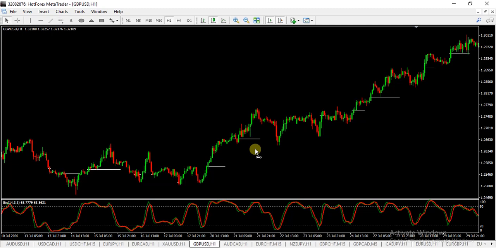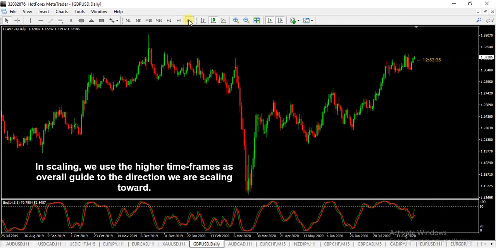So in today's video I'm going to show you the perfect way to go about scaling your trade. Now this is GBP USD guys, and this is the 1 hour chart. How I do scaling is simple. You go to the higher time frames guys. Now if you're scaling from the 1 hour time frame, use the daily time frame as your direction. Use your higher time frame like the daily as your direction. Now you must get the direction of the entire trade from the daily time frame, the higher time frame.